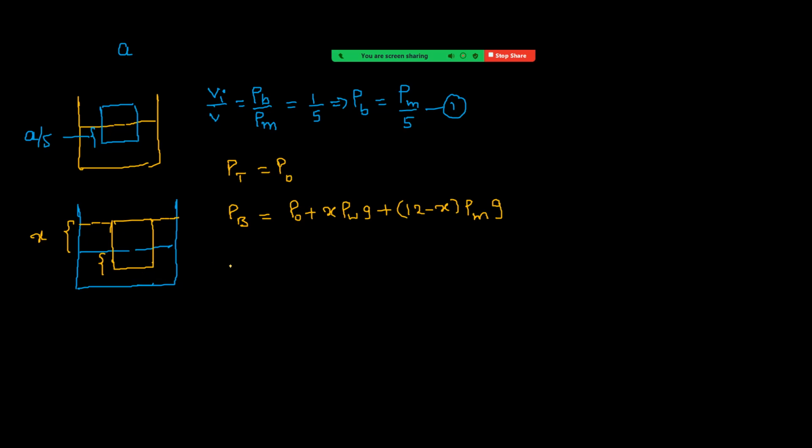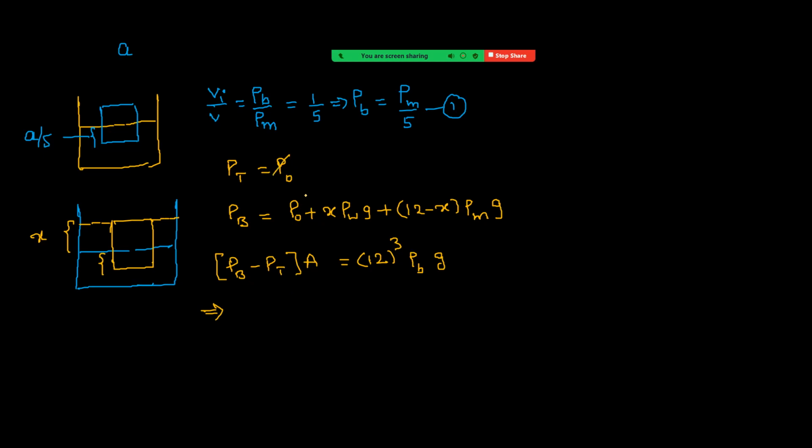Now here what I'm writing is pressure at the bottom minus at the top, pressure difference into area. That is the upward force, which is balancing the weight of the block. Weight is volume, 12 cube, into density of body into G. Okay. Now see calculation part.